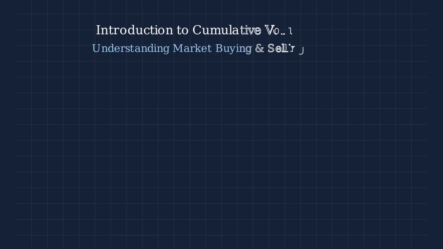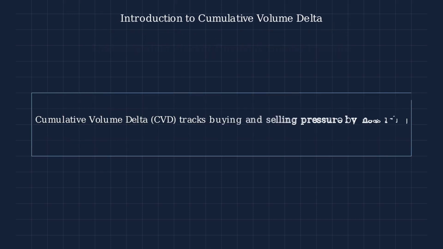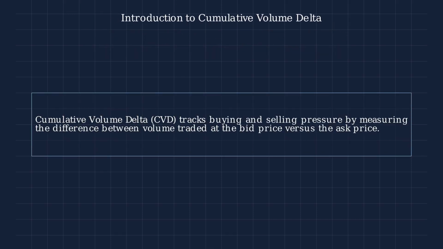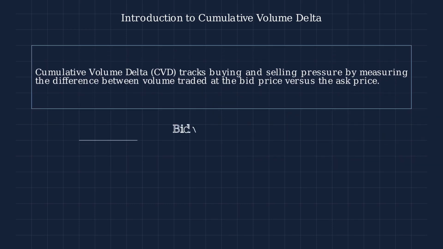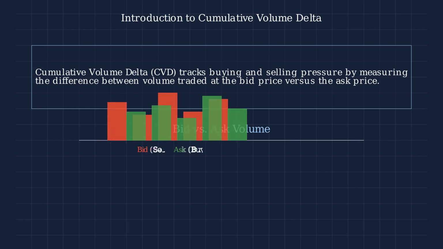Welcome to our introduction to Cumulative Volume Delta, an essential indicator for analyzing market dynamics. Cumulative Volume Delta, or CVD, is a technical analysis indicator that tracks buying and selling pressure in financial markets. It works by measuring the difference between volume traded at the bid price, which represents selling pressure, versus volume at the ask price, indicating buying pressure.